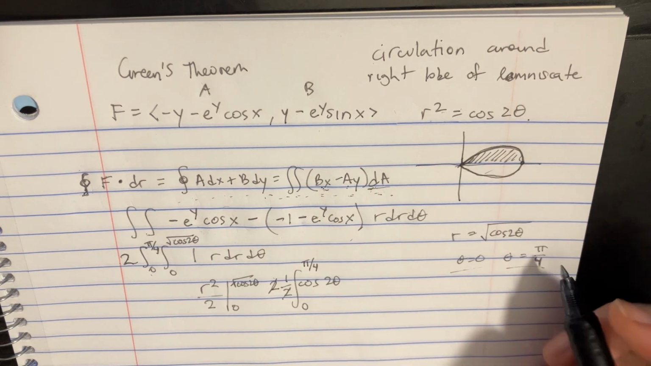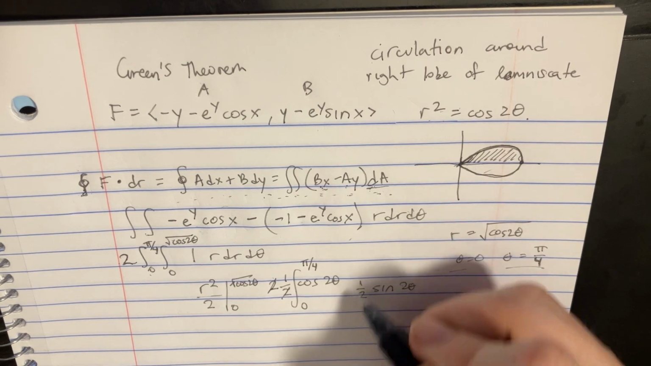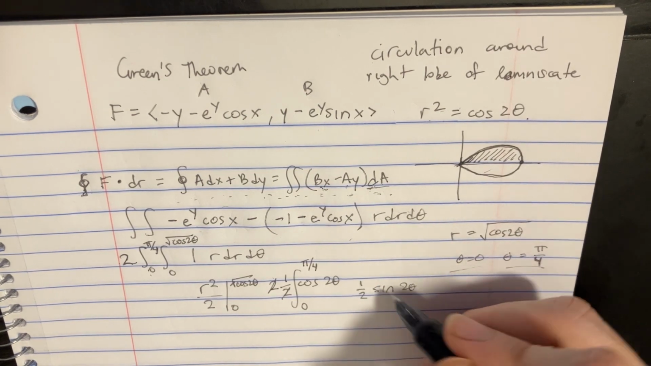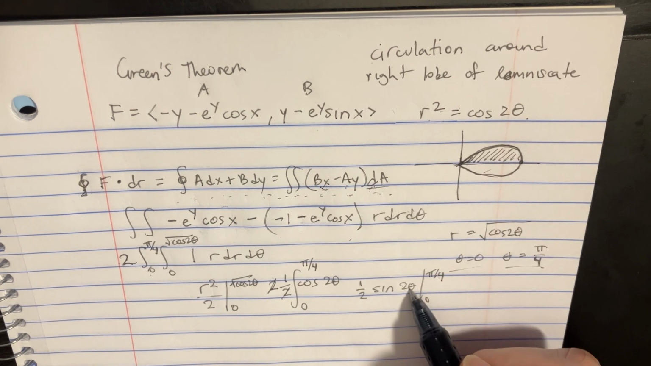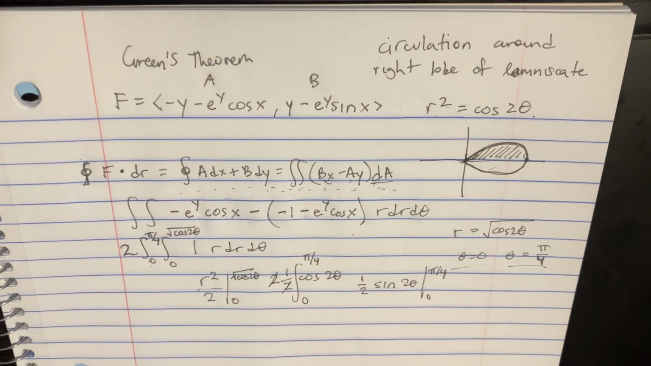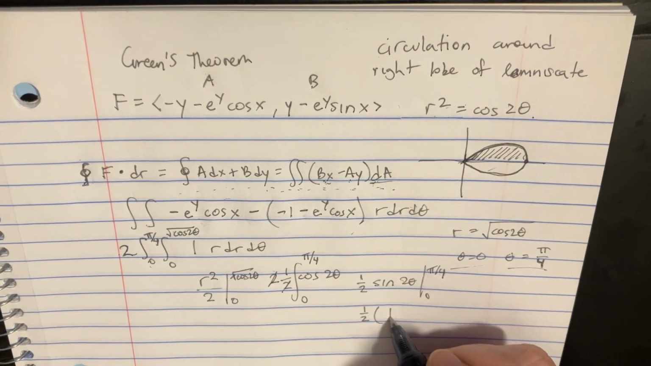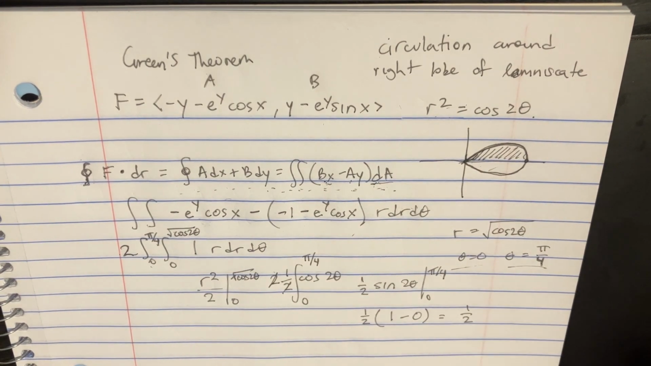The integral of cosine is going to be sine. And then we're also going to have to divide that by 2. And then we just go from 0 to pi over 4. And sine of pi over 2 is 1. So we essentially just get 1 minus 0 in there. And the answer to everything is just going to be a half. Nice.